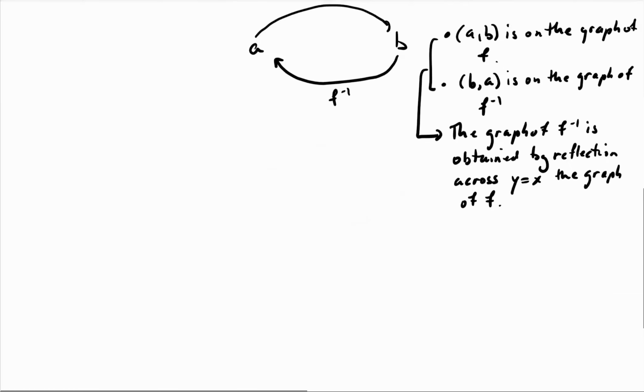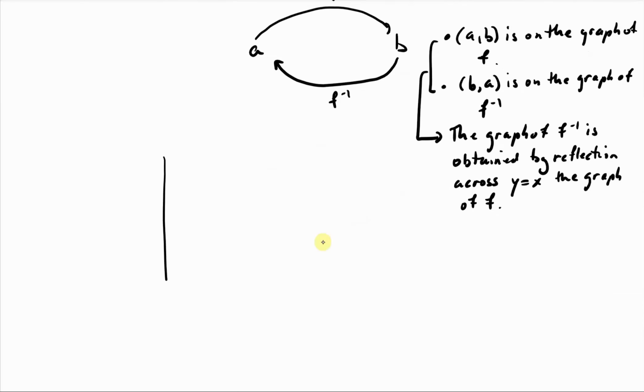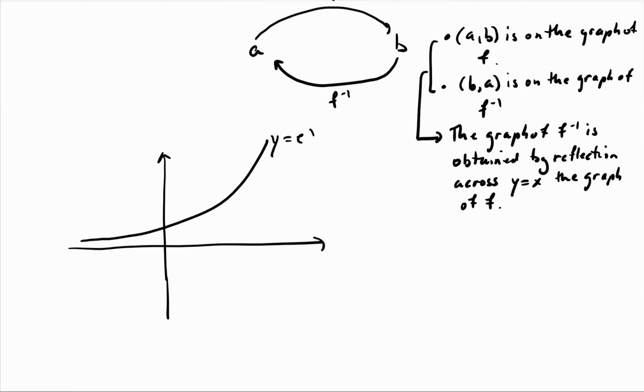So for instance, we've seen with the exponential function that we can get the graph of the log function, its inverse, by just reflecting it. So if I have e to the x, which goes through (0, 1), then its inverse will go through, I have to reflect that point across the line y equals x, it will go through (1, 0). And the graph will look like this.